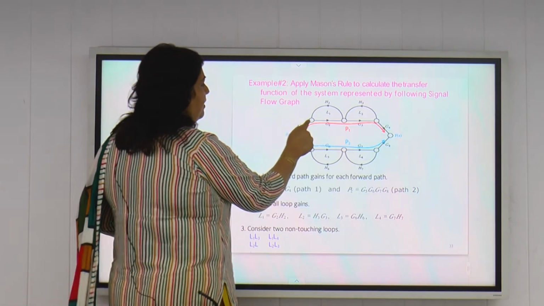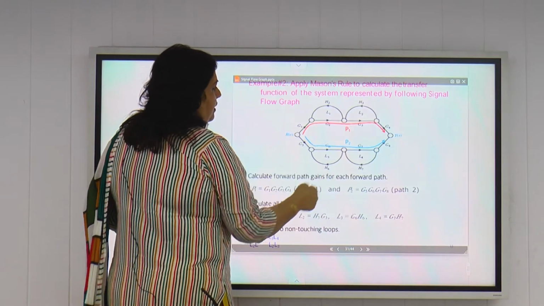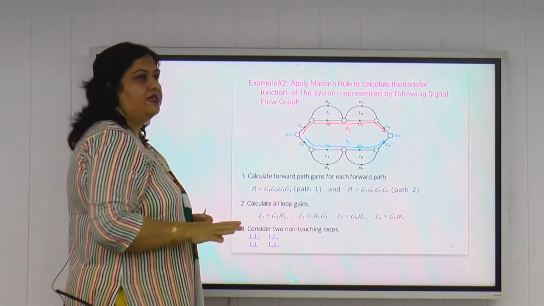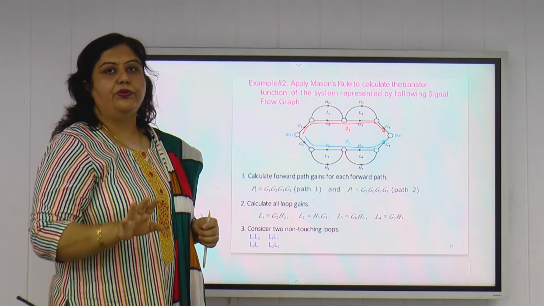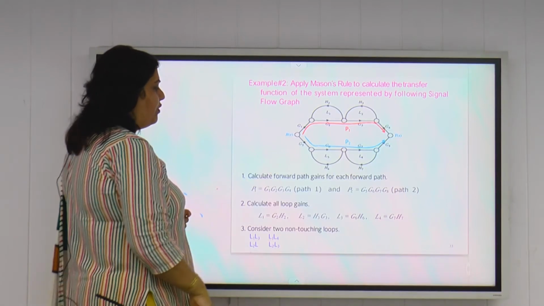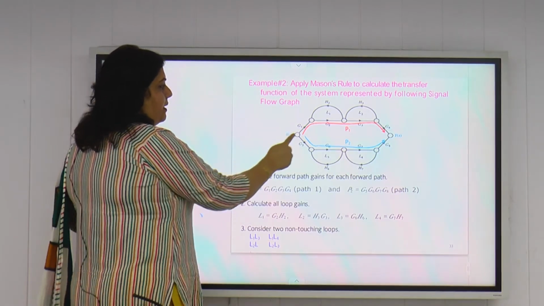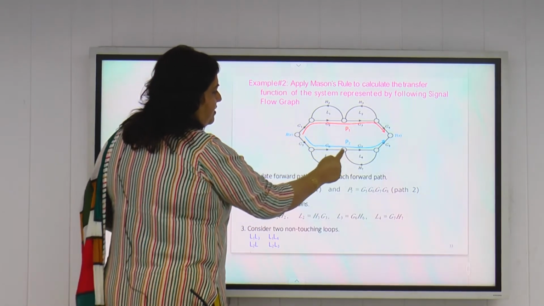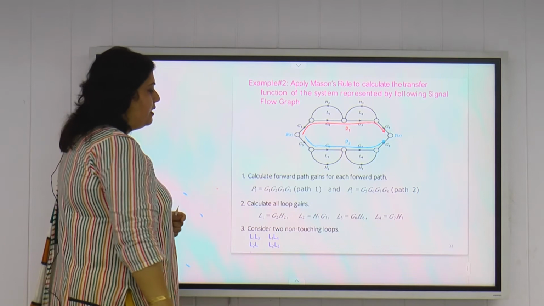We cannot say G1, G2 and then H2 and then G3 then H3. No, this is not considered a forward path, because no node should be encountered more than once while traversing a forward path. So there are only 2 forward paths possible. P1 has the gain G1, G2, G3, G4. P2 has the gain G5, G6, G7 and G8. So these are the 2 forward paths.